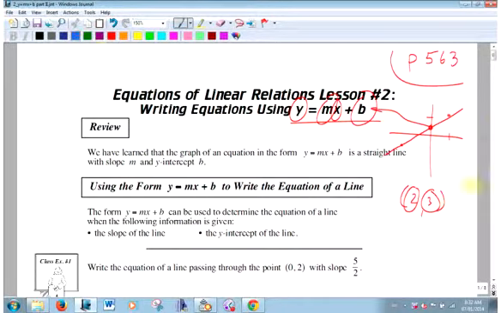What's an example of a line with no y-intercept? A vertical line. That's parallel to the y-axis. That will never cross it, right? So B could be 0. And I think you had an example like that yesterday. And also slope could be 0. What does a line look like where the slope's 0? Horizontal line. So the equation looks a little differently when some of these guys are 0.